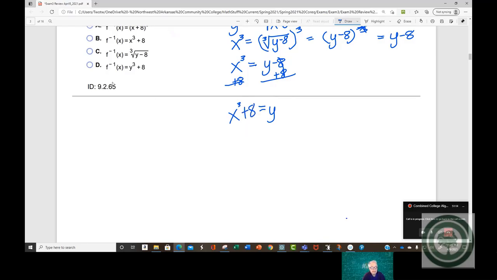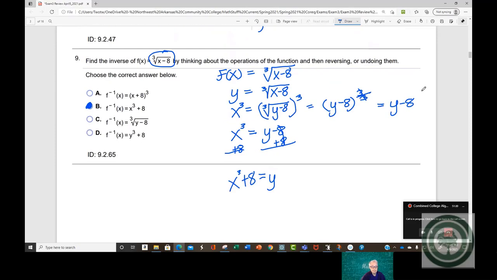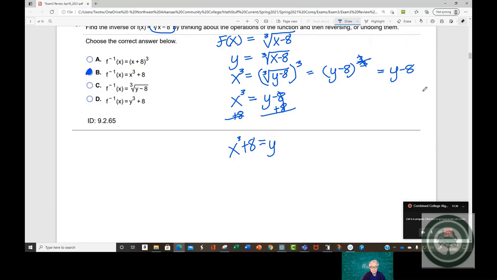Not important here. Okay. x to the third plus 8. There you go. So that's what f inverse of x is going to be. So now you need to find x to the third plus 8, and so b is going to be your answer.